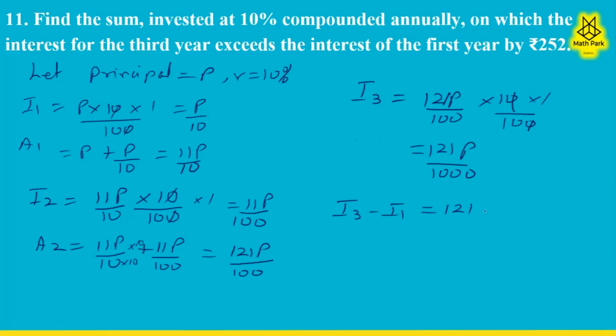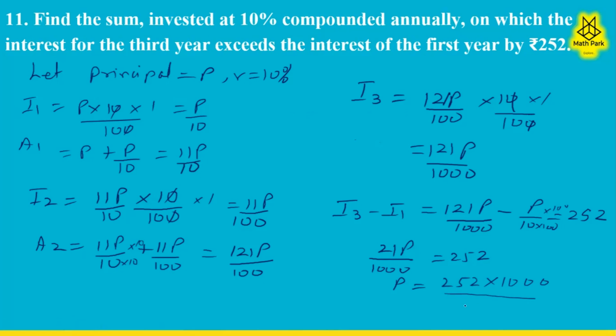So I3, which is 121P upon 1000, minus the interest for the first year, which was P by 10, is equal to 252. So here you'll have to multiply by 100. Multiplying by 100, you get 121 minus 100 is 21P upon 1000 equals 252. So we get P is equal to 252 into 1000 upon 21. So on simplifying this, 21, 5 plus 2, 7 plus 2, 9, divisible by 3.